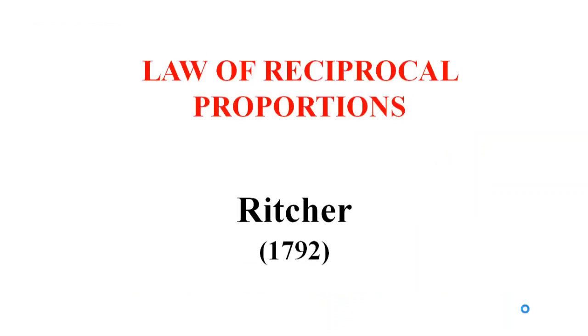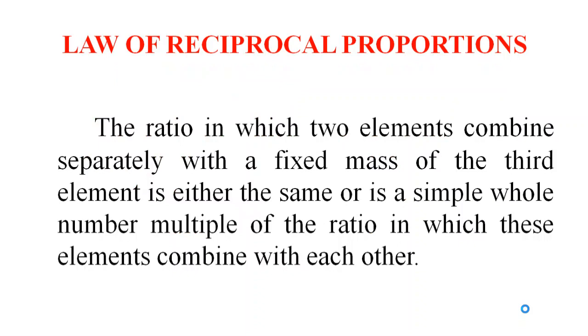Law of reciprocal proportions. The law was given by Richter in 1792. The statement of the law is: the ratio in which two elements combine separately with a fixed mass of the third element is either the same or is a simple whole number multiple of the ratio in which these elements combine with each other.